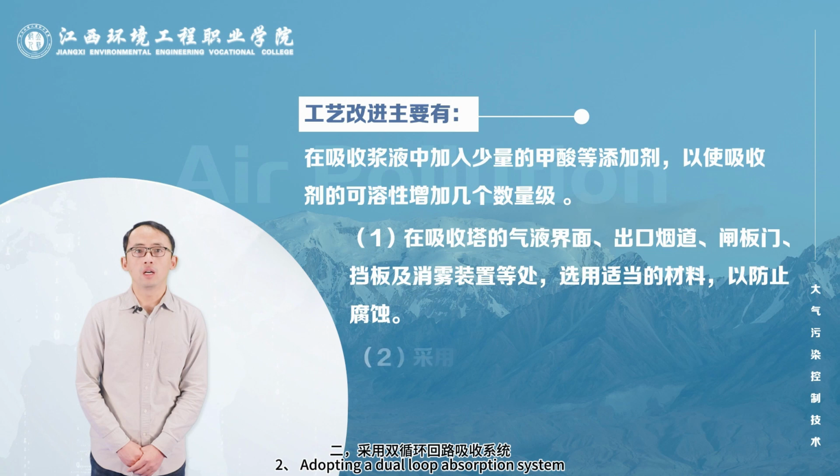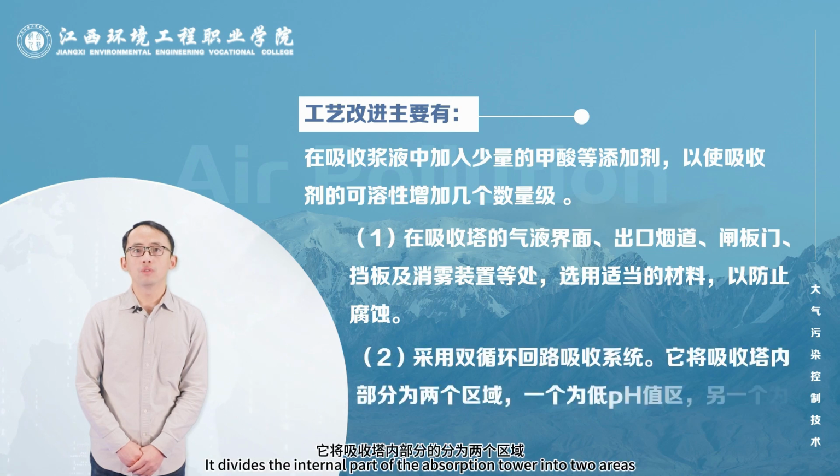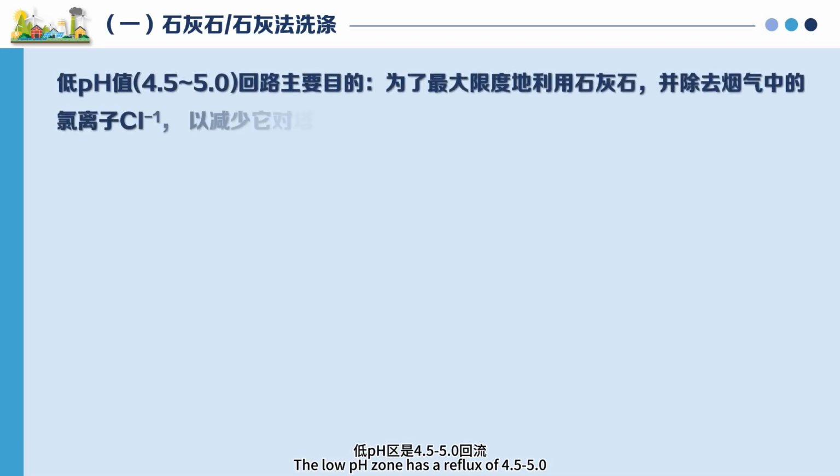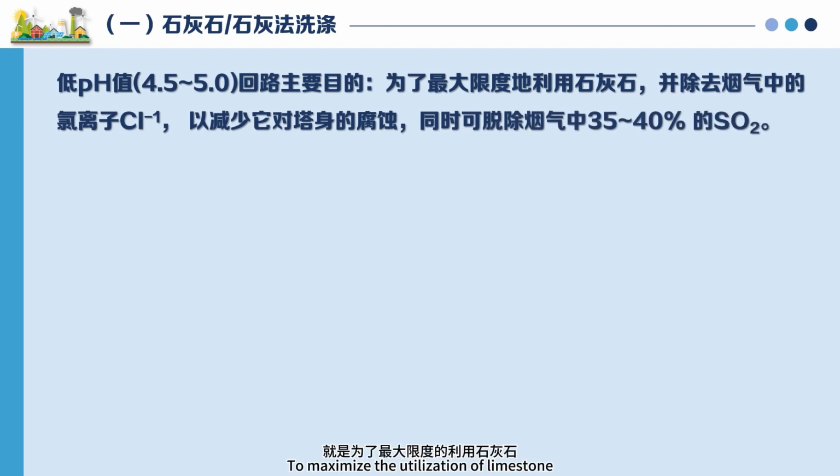2. Adopting a dual-loop absorption system. It divides the internal part of the absorption tower into two areas. One is a low pH zone, and the other is a high pH zone. The low pH zone has a reflux pH of 4.5 to 5.0, mainly for the purpose of maximizing the utilization of limestone and removing chloride ions from the flue gas to reduce its corrosion on the tower body.